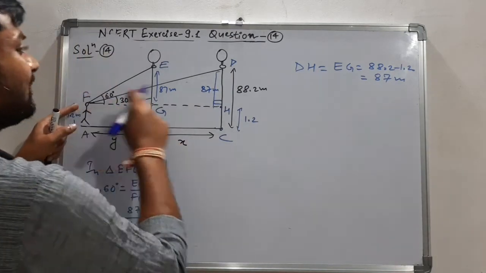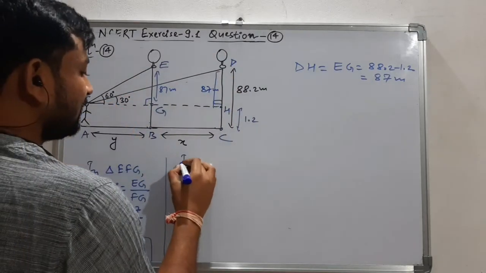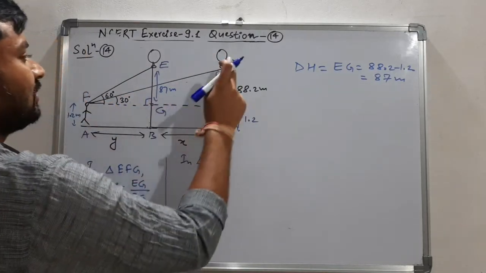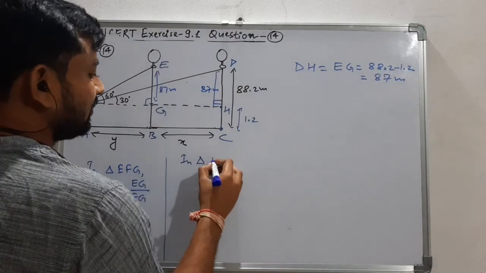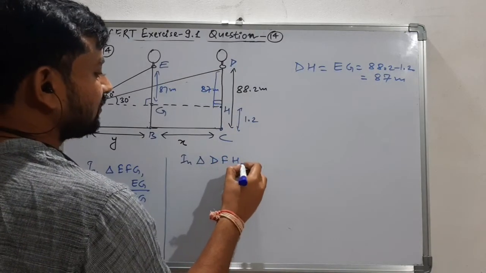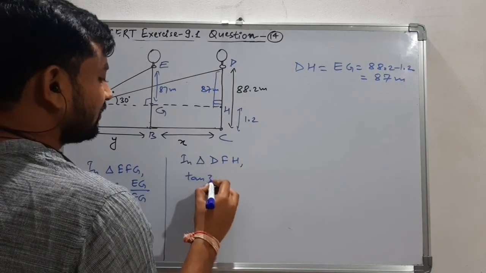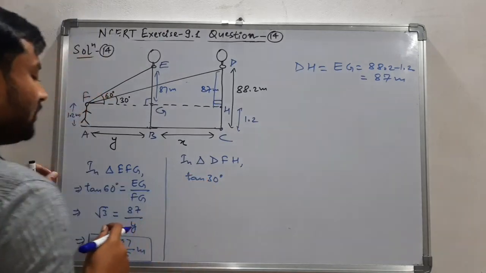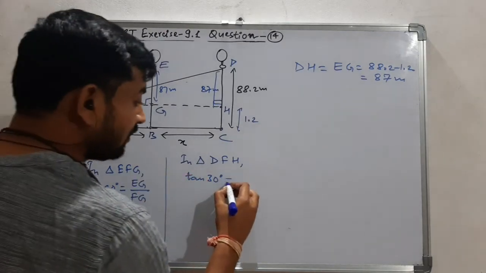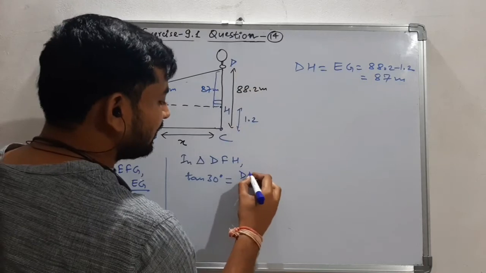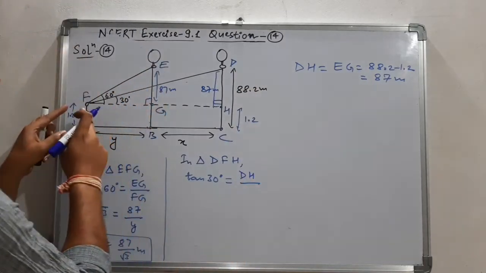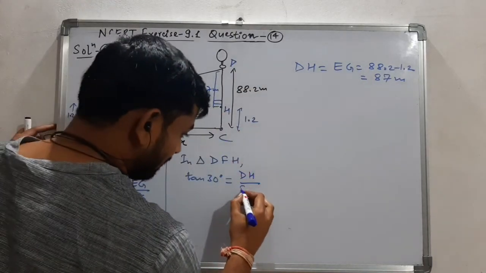Now let us consider the other triangle here. In triangle DFH, the angle given is 30 degrees. Once it is reduced from 60 to 30, the perpendicular here is DH and the base is FH.